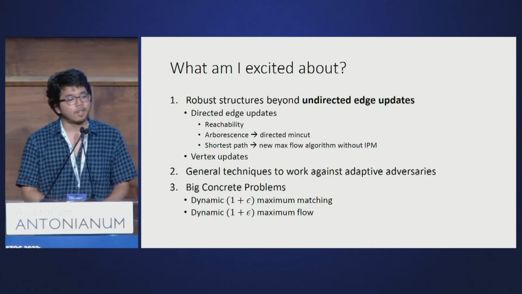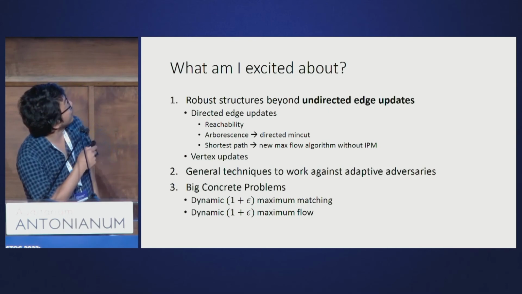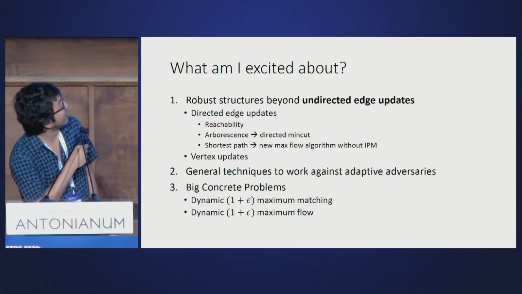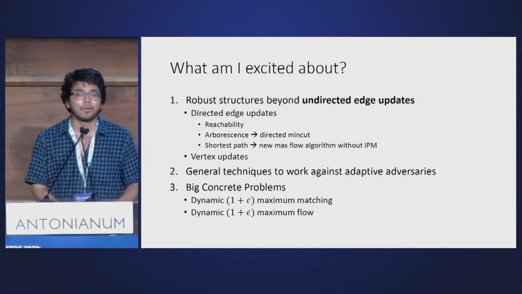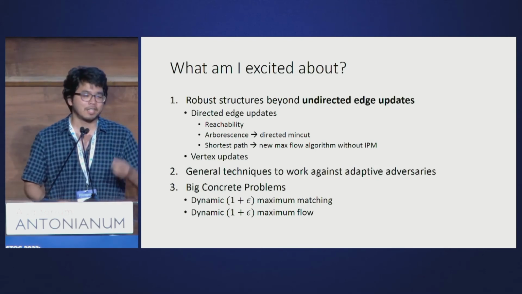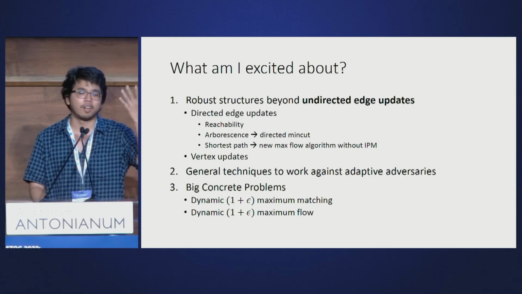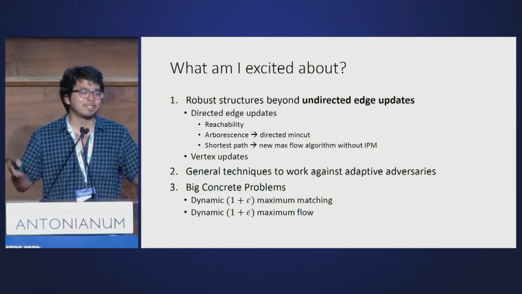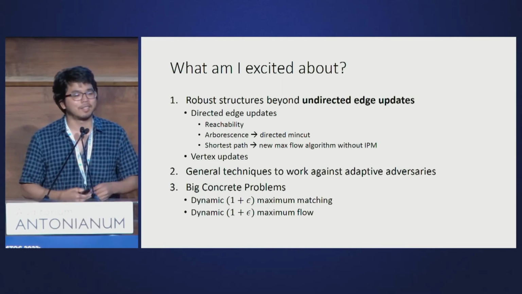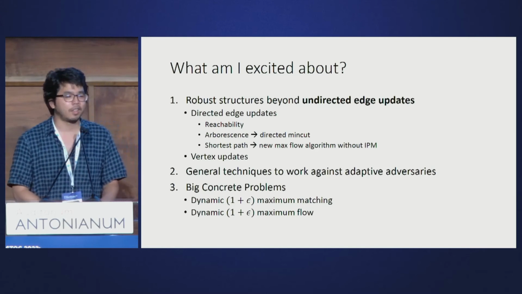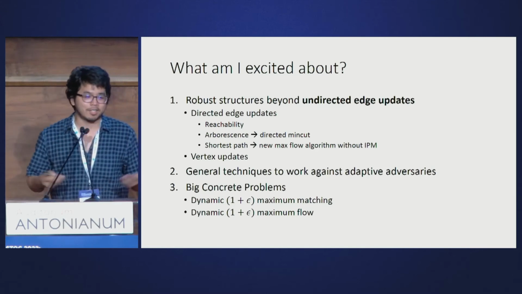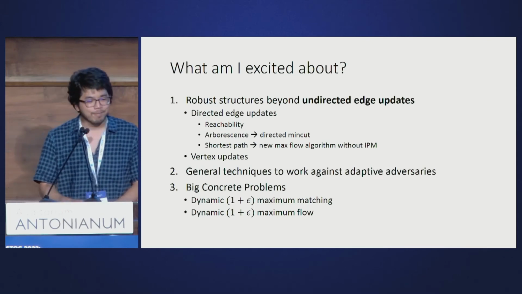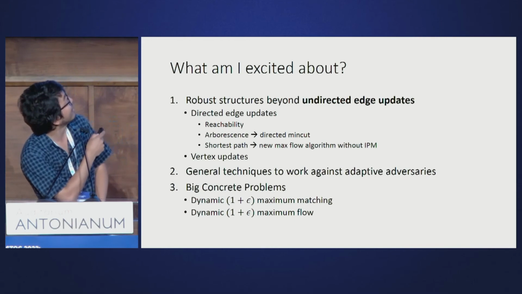Also, what if the graph is undirected, but you want to update a vertex? For example, you delete a vertex, or you can turn off and on any vertex, something like this. Very few papers are still about this vertex update, and I think there is a lot of direction regarding this to be explored. Okay, and that's the first direction I like.